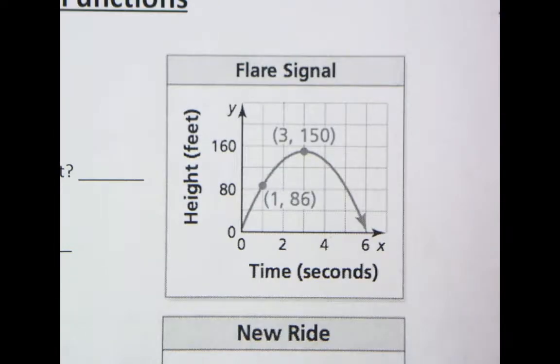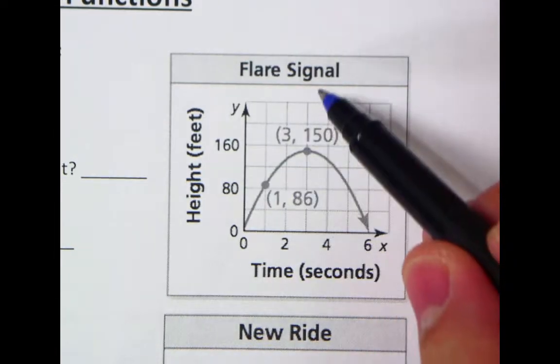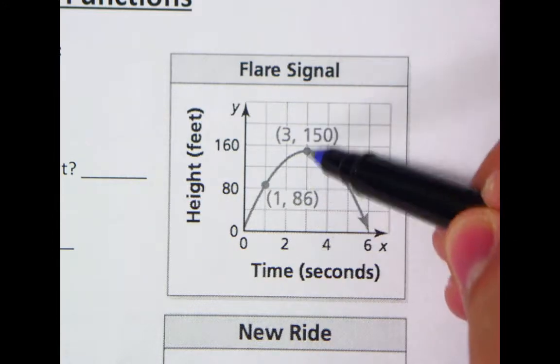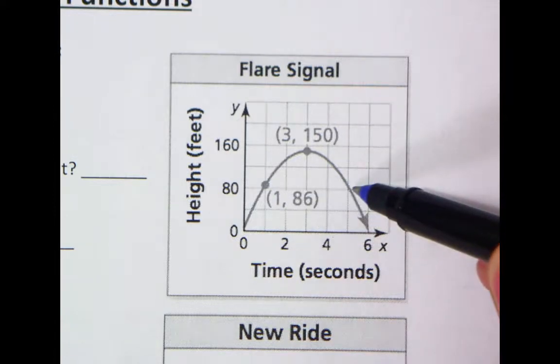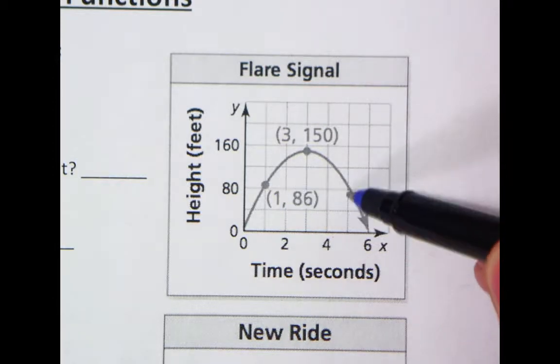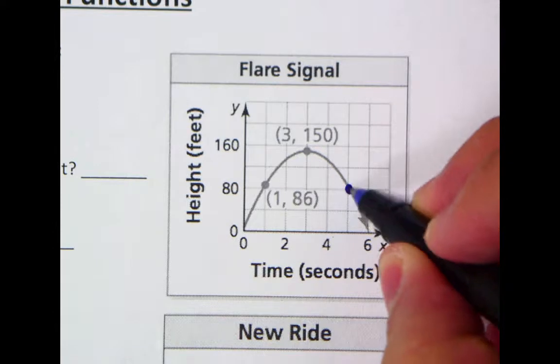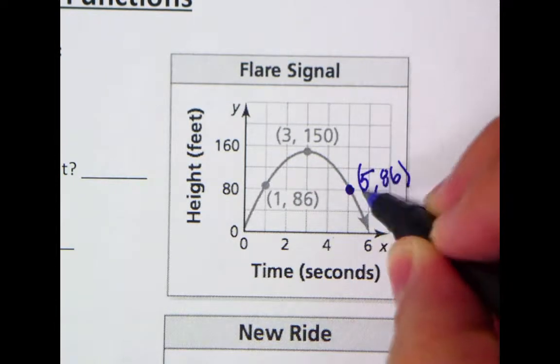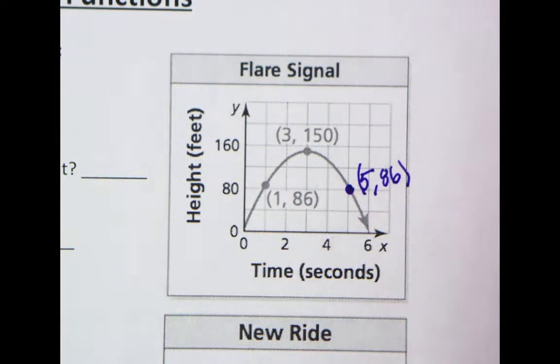What you have to recognize with this is parabolas are symmetrical. Parabolas are symmetrical, and so whenever you have a point on this side, you will have a matching point on this side. Since this is 1, 86, you go over here, you're going to have another point right here at 5 and at the same height of 86. So 5, 86. It's important that we have that third point. Quadratic regression will not work unless you have at least 3 points.